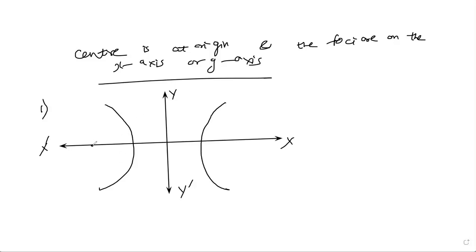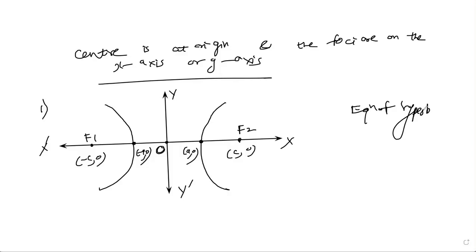In that case, if I talk about the foci, F1 will be minus C comma 0. Here also it's the same, the distance of the center from the foci is our C, same like ellipse. And on the positive side will be C comma 0. It's pretty clear. This is my center, which is marked as O, right? And therefore the vertices will be A comma 0, and on the negative side minus A comma 0. So here, the equation of hyperbola in the first case is going to be x squared by a square minus y squared by b square equal to 1.